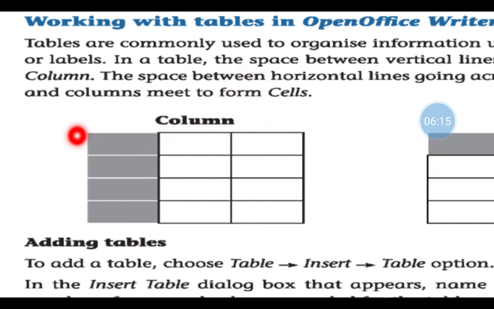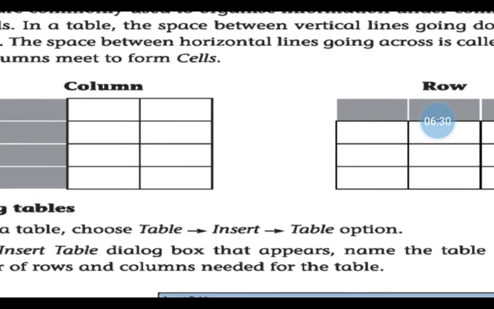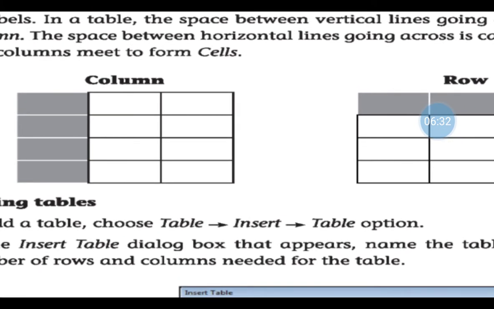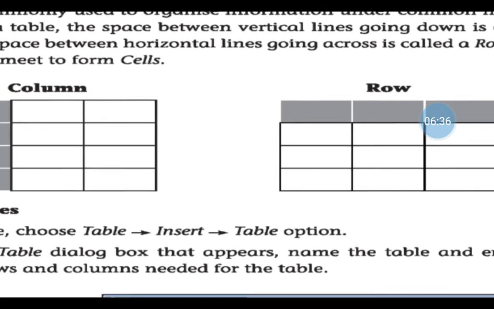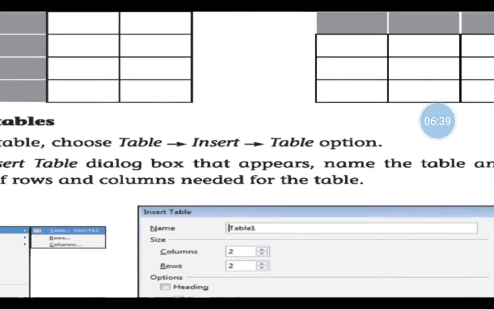There are 3 rows, sorry, 1, 2 and 3. There are 3 rows and 3 columns in this table. Understood now what is a row and what is a column? These are the columns and these are the rows. Okay.